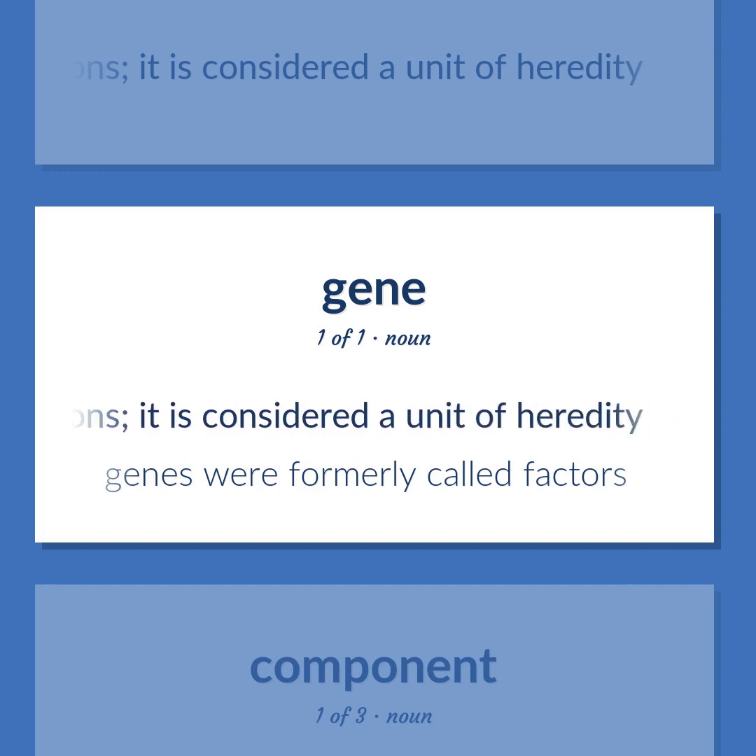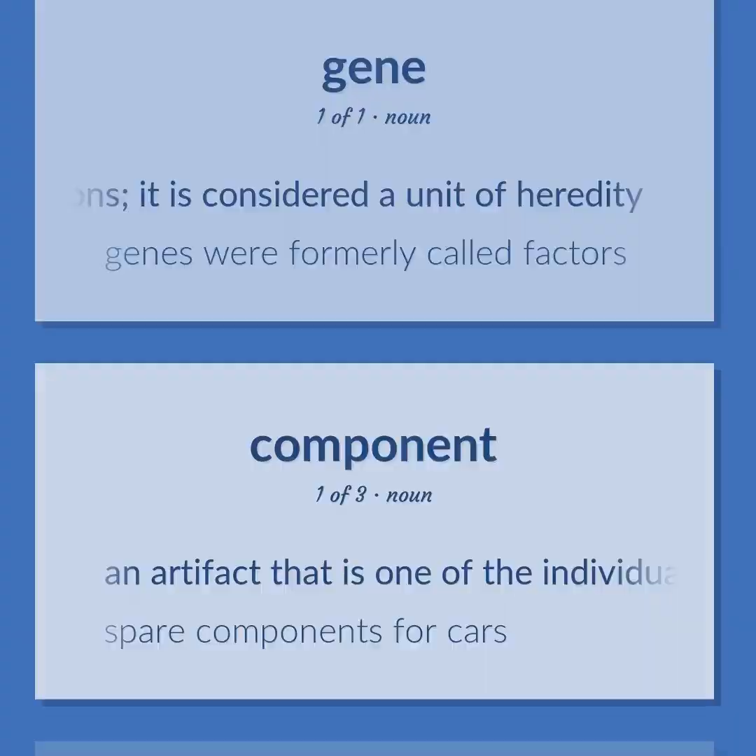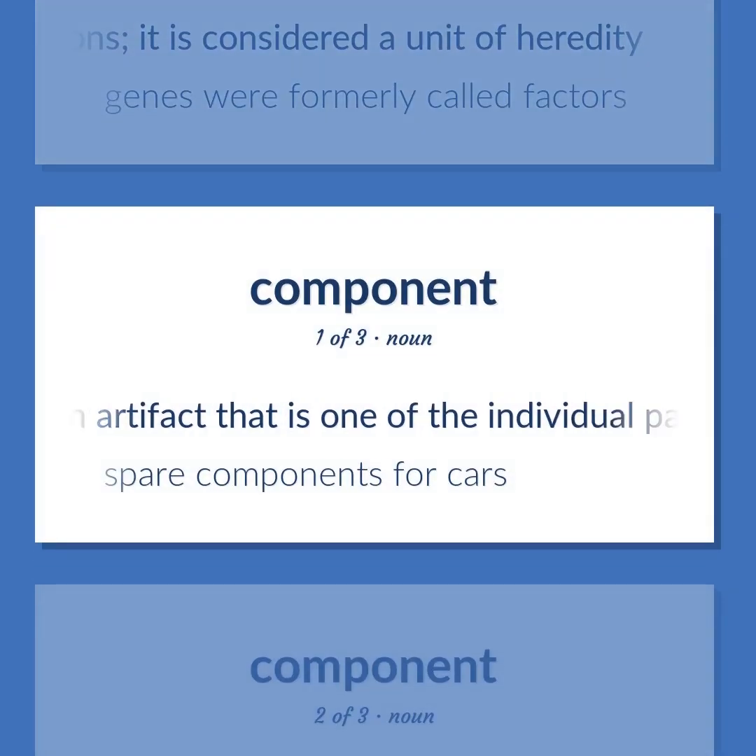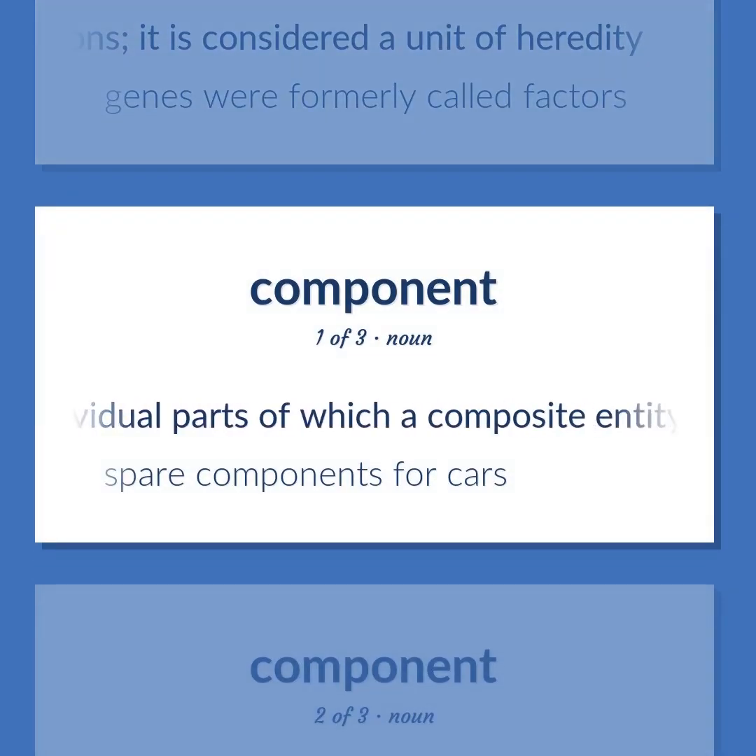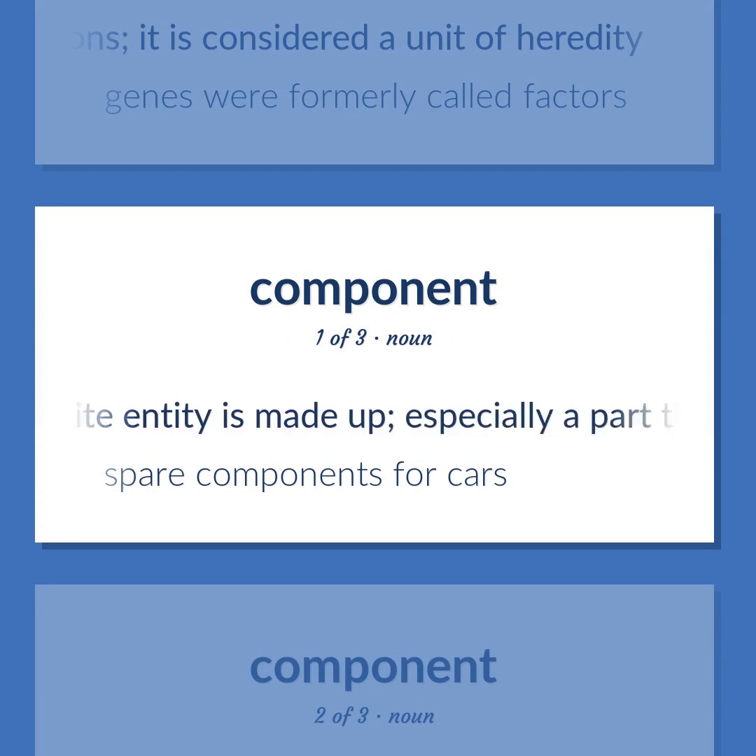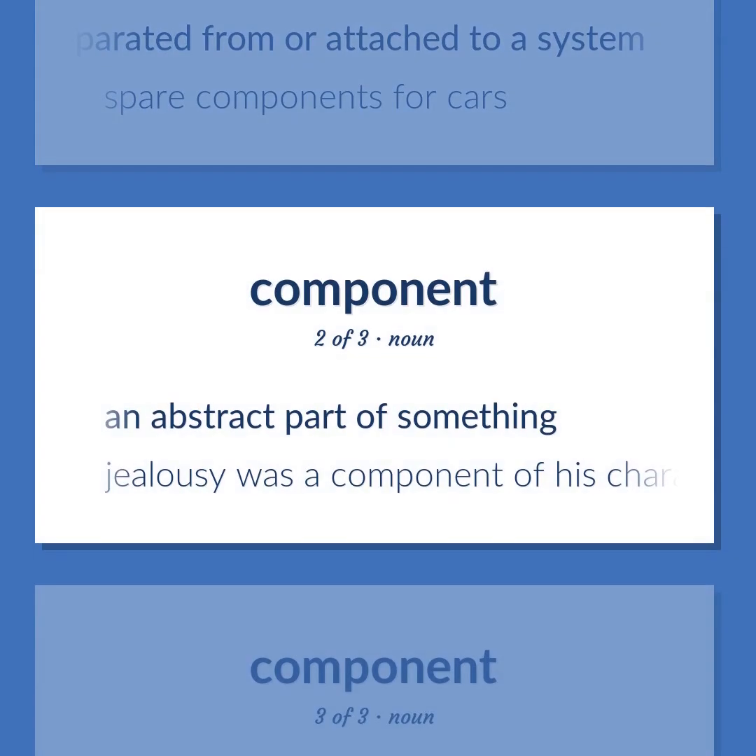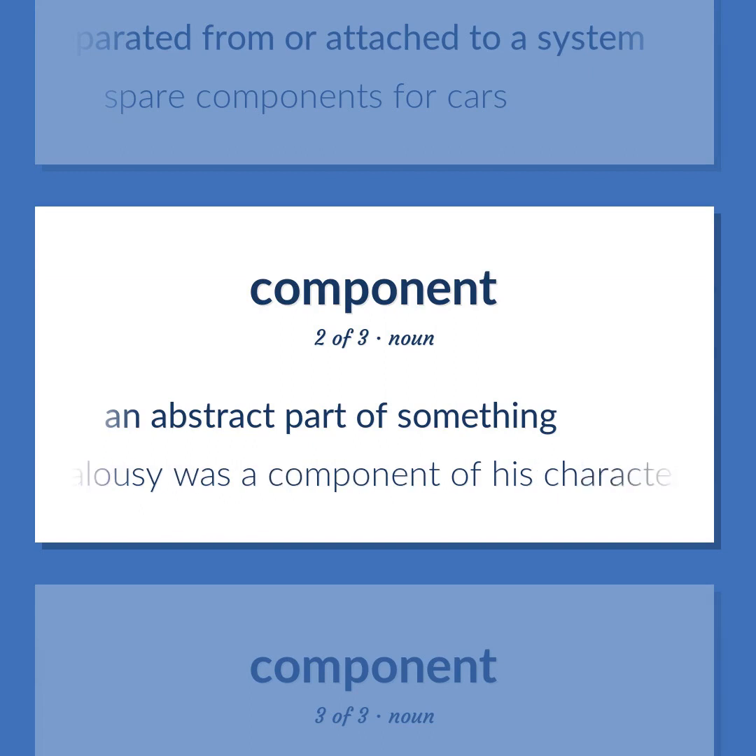Genes were formerly called factors. An artifact that is one of the individual parts of which a composite entity is made up, especially a part that can be separated from or attached to a system. Spare components for cars. An abstract part of something. Jealousy was a component of his character.